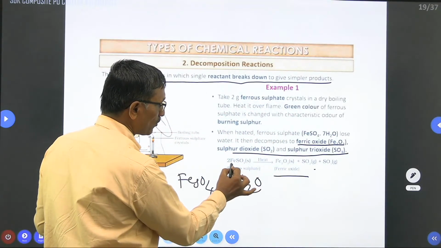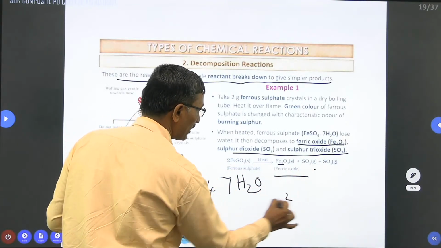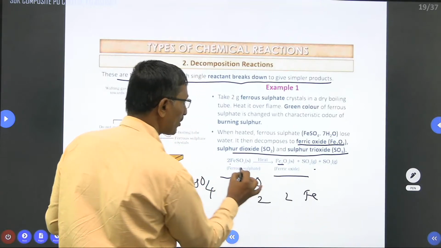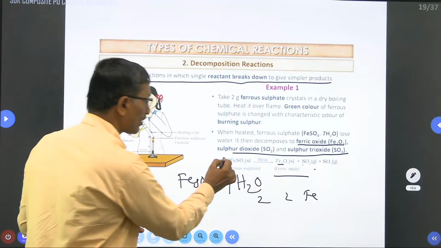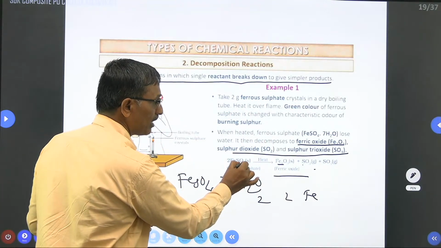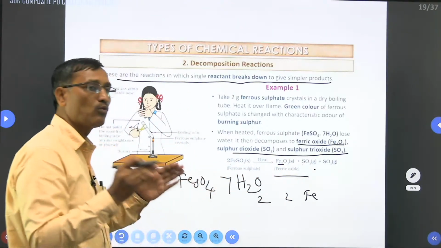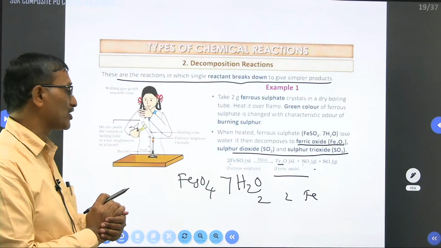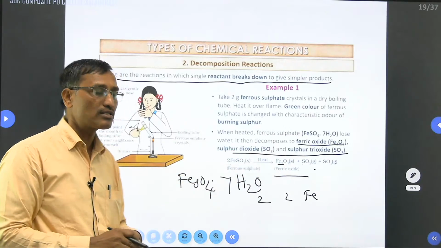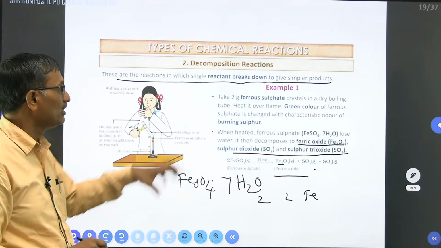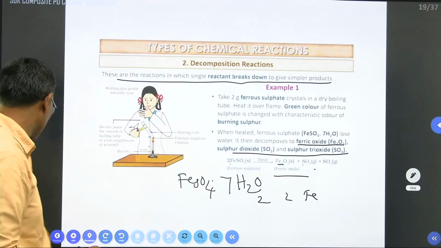On the reactant side, 2 iron atoms are there. On the product side, 2 iron atoms are there. Iron atoms are balanced. What about the sulfur? 2 sulfur atoms here, 1 sulfur, 1, 2 sulfur atoms. What about the oxygen? 2 times 4 is 8, and here 3 plus 2, that is 5 plus 3, 8. It means it is an overall balanced chemical equation. Therefore, ferrous sulfate on heating gives rise to ferric oxide, sulfur dioxide, sulfur trioxide. This is the best example for a decomposition reaction.